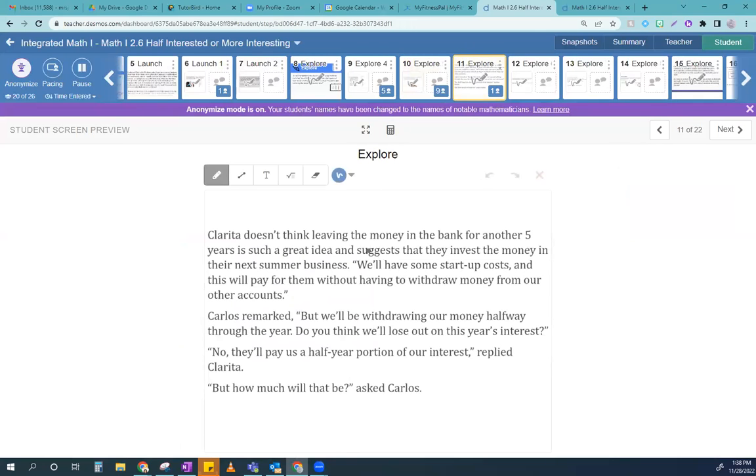This one says Clarita doesn't think leaving the money in the bank for another 5 years is such a great idea and suggests they invest the money in their next summer business. Dun, dun, dun. We'll have some startup costs and then this will pay for them without having to withdraw money from our other accounts. Carlos remarked, but we'll be withdrawing our money halfway through the year. Do you think we'll lose on this year's interest? No, they'll just pay us a half portion of the year's interest, replied Clarita.